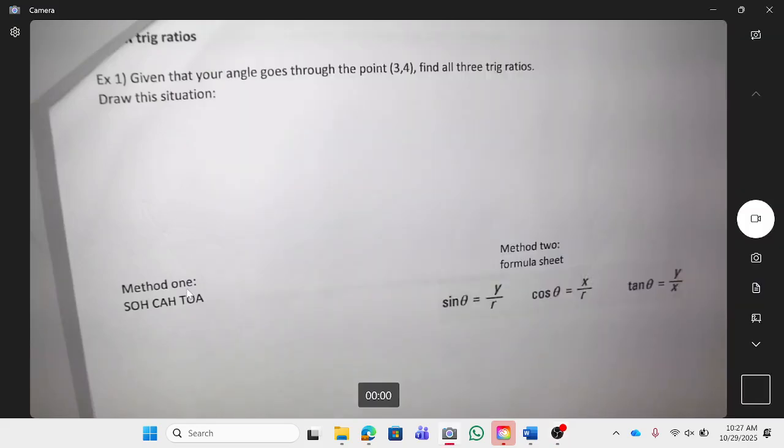Okay, so we're going to talk about trig ratios. These are trig values, but today all these trig values are going to be in fraction form, because trig values can be decimal numbers, or trig values can be fractions as well. Okay, so here's what we're going to do.